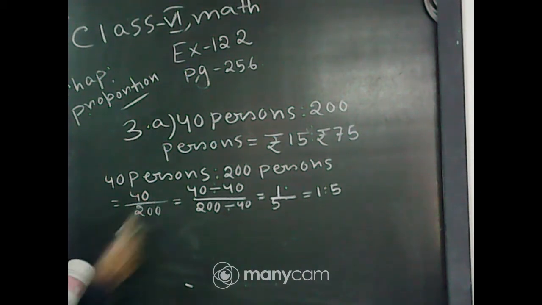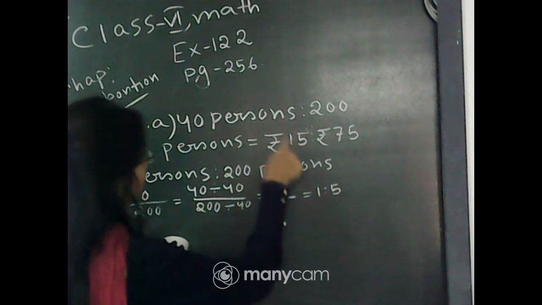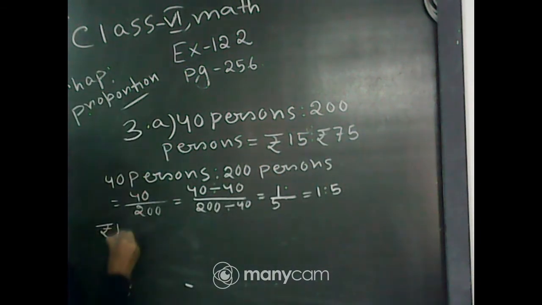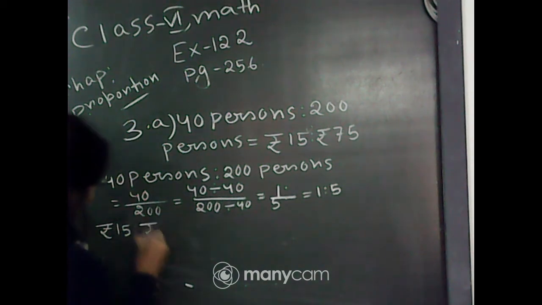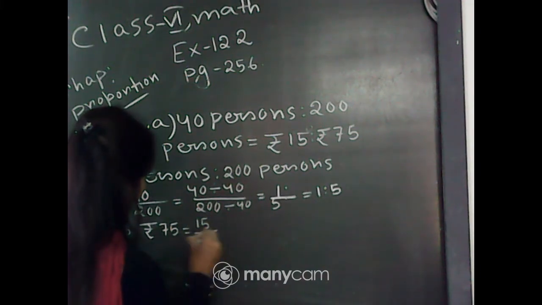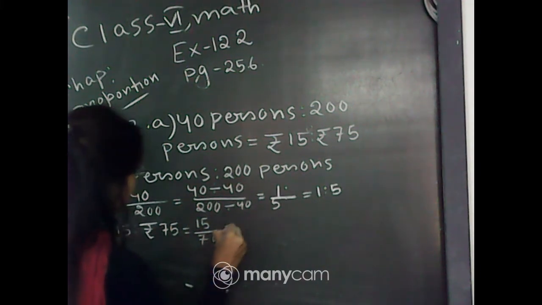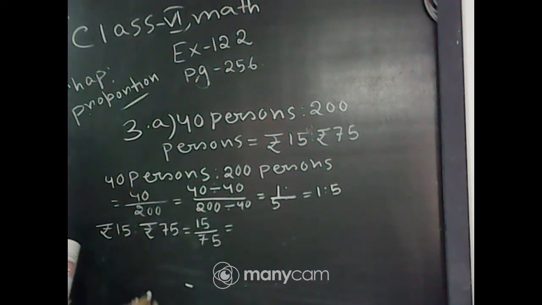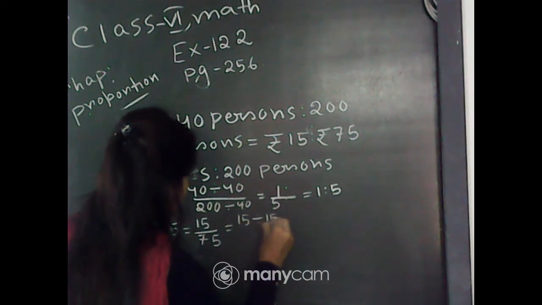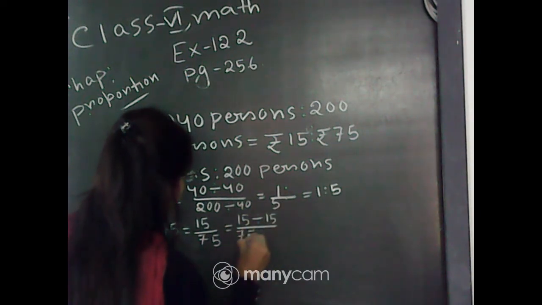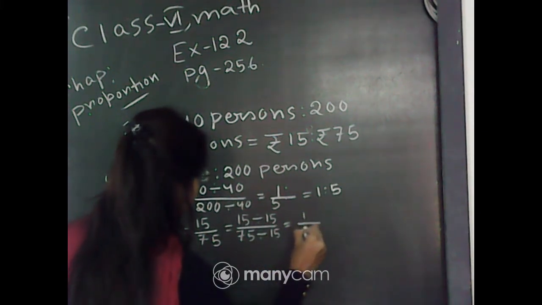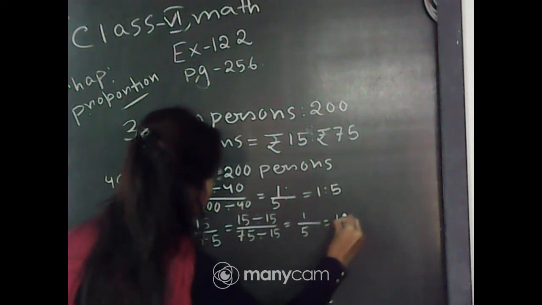Next, we find the ratio of rupees 15 and rupees 75. Now, rupees 15 is to rupees 75 is equal to 15 divided by 75. Now, HCF of 15 and 75 is 15. Therefore, to get the simplest form, we divide both the numerator and the denominator by 15. And we get this is equal to 1 divided by 5, that is 1 is to 5.